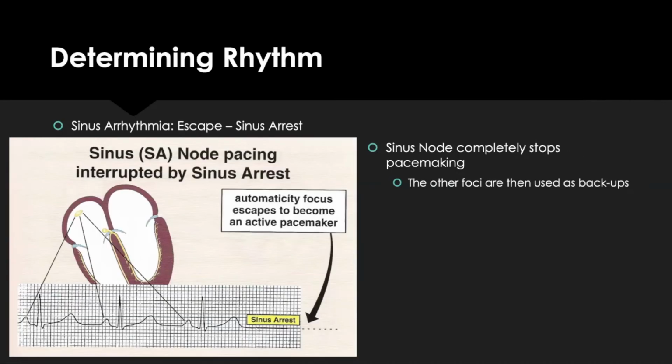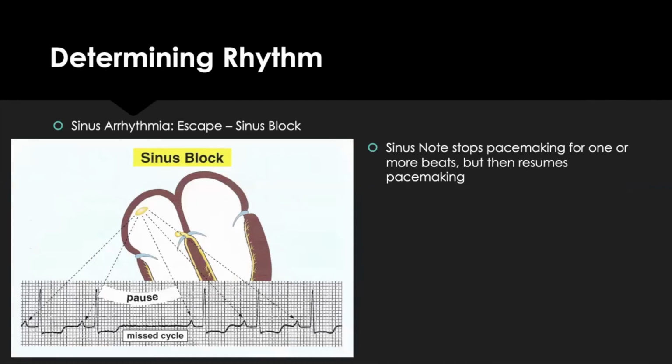We're going to be talking about sinus arrest. Sinus arrest happens when the SA node completely stops pacemaking. So for whatever reason, the SA node is just sick, it's not working properly, it just stops. And the job is left to the AV node and the other pacemakers to pick up the slack left by the non-functioning SA node.